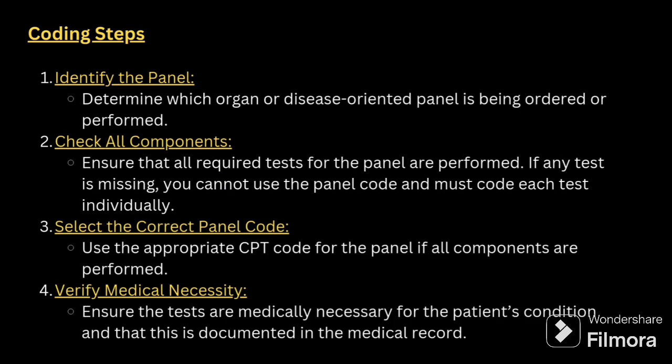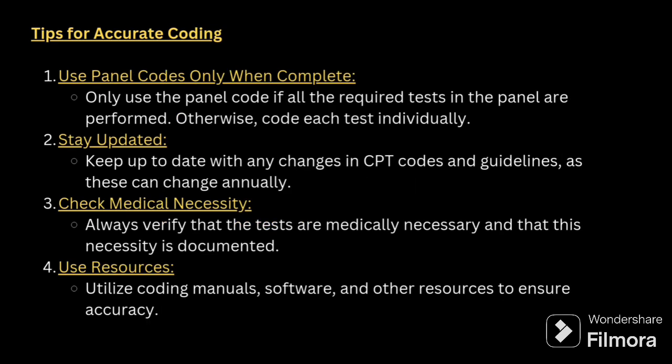Next we have to see the coding steps. First of all, we have to identify the panel, and then we have to check all the components, whether all the tests are performed under this, and then code the correct CPT code, and you have to go through the medical record carefully. So these are the tips for coding the organ or disease oriented panel correctly. And the other tip is to stay updated with the guidelines also.